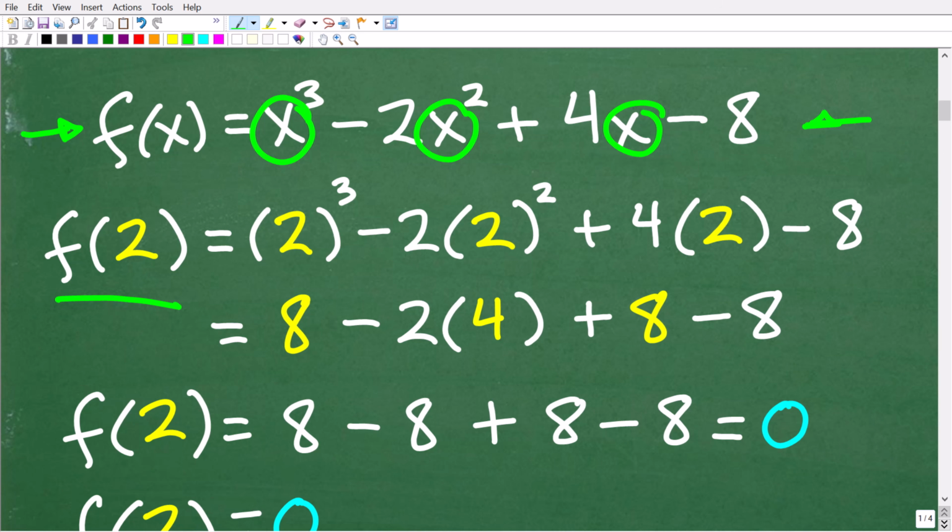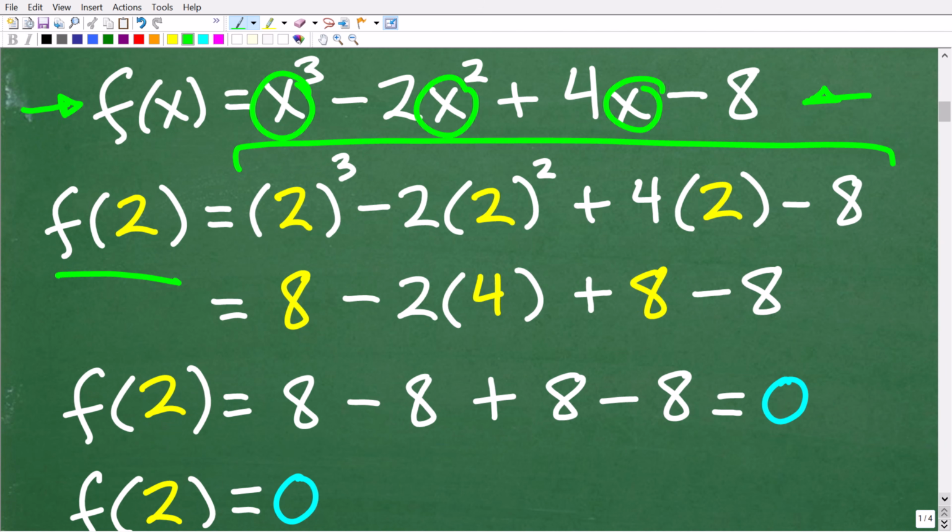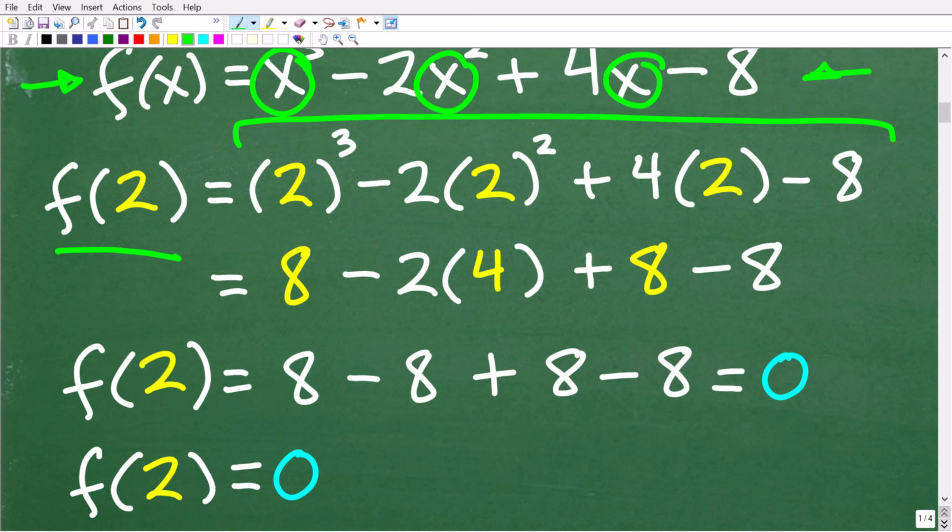Okay, so now we just need to follow the order of operations and simplify what's going on here to get our answer. So 2 cubed is what? Well, that's 2 times 2 times 2, which is 8. So that's going to be 8 minus what? Well, 2 times 2. Well, we don't do multiplication first here. Remember, we're following the order of operations. We have to do powers first. So 2 squared is 4, and then 4 times 2 will be 8.